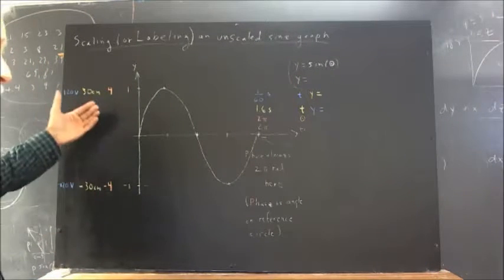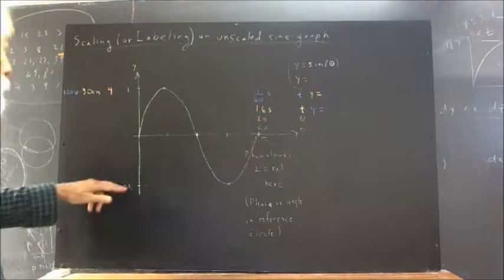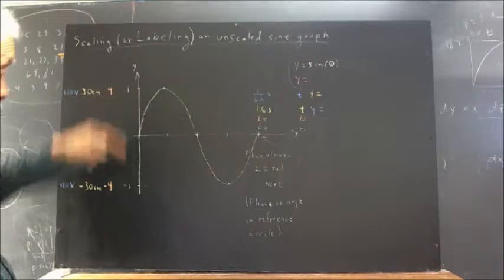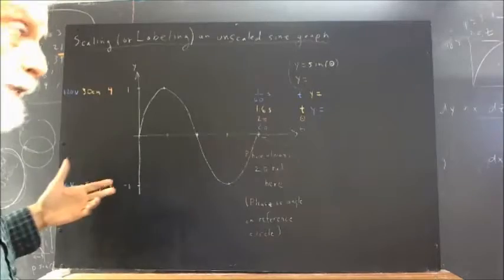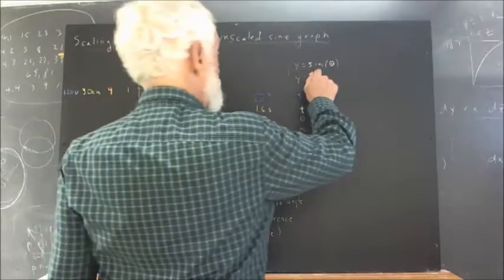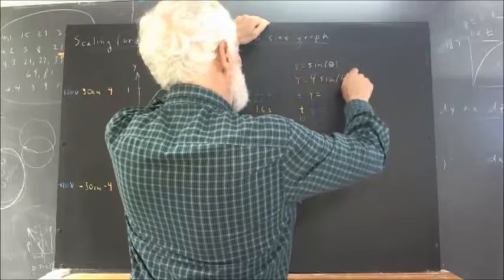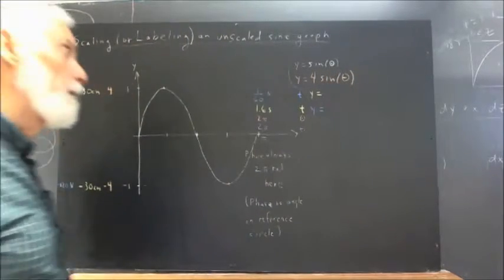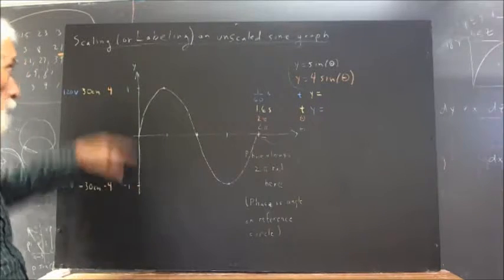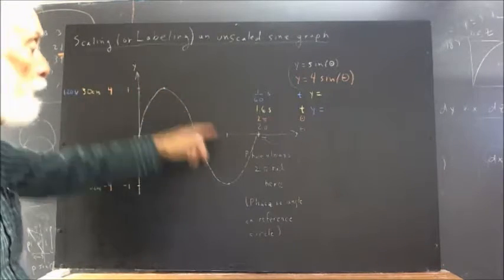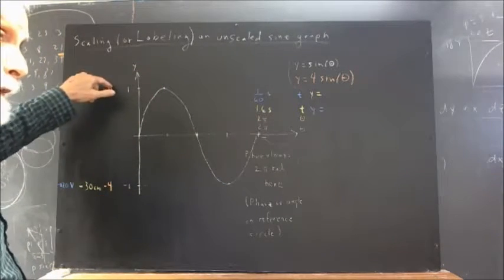What would our function have to be? That would no longer be y equals sine of theta, because the sine of theta only goes from -1 to 1. This function is going from -4 to 4. Well, it makes a certain amount of sense that if we multiply sine of theta by 4, then this point and this point, the point where the sine is lowest and the point where the sine is highest, will be at -4 and 4.